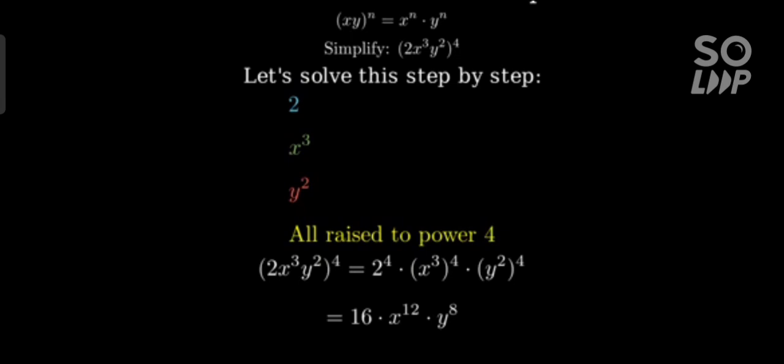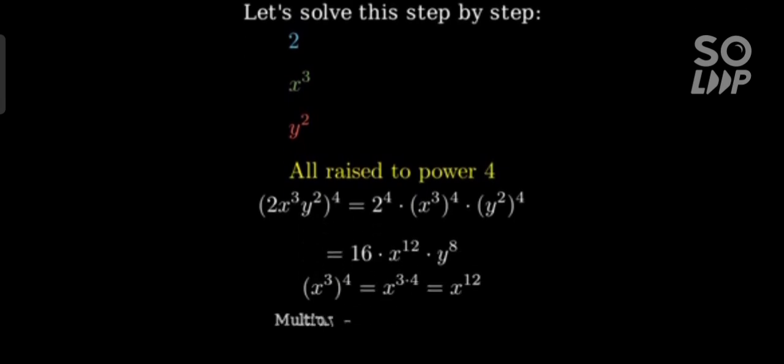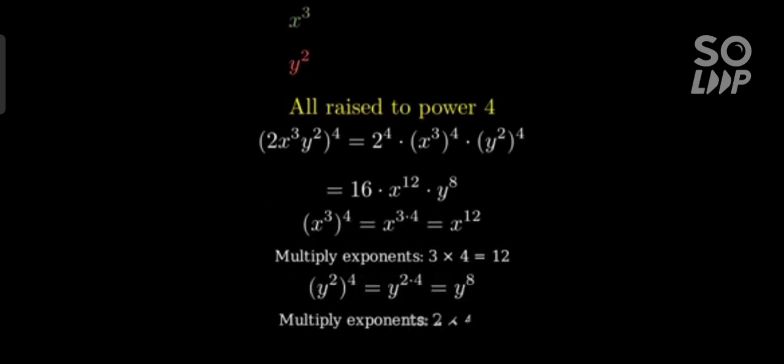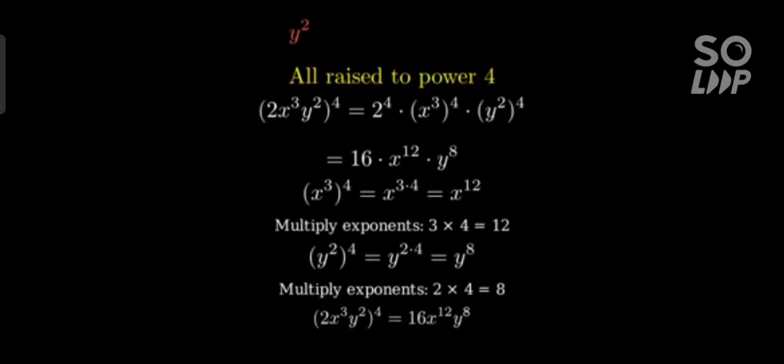Let me explain how we got these powers. For x, when we raise x to the power of 3 to the power of 4, we multiply the exponents. 3 times 4 equals 12, so we get x to the 12th. Similarly for y, when we raise y to the power of 2 to the power of 4, we multiply 2 times 4, giving us y to the 8th. Therefore, our final answer is 16x to the 12th, y to the 8th.